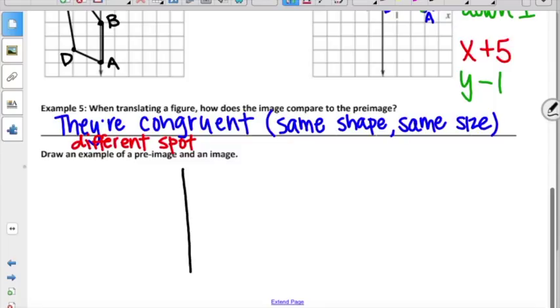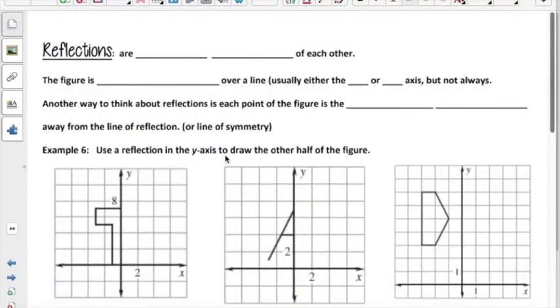The next thing we're going to talk about are reflections. You guys know what a reflection is. You're familiar with the term. It's a mirror image. Reflections are mirror images of each other. You have an original figure that is flipped over a line. It's usually the x or the y axis, but not always.